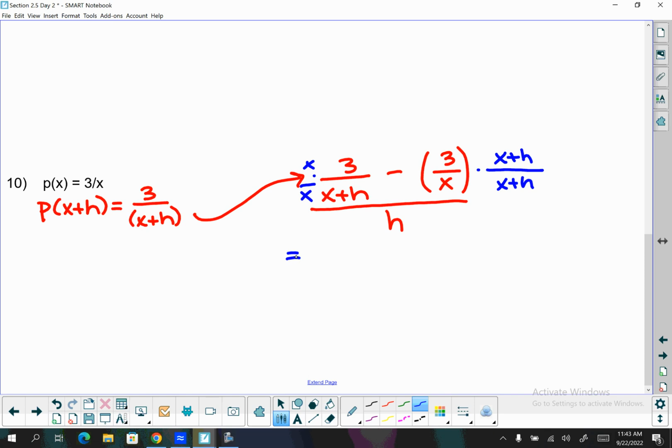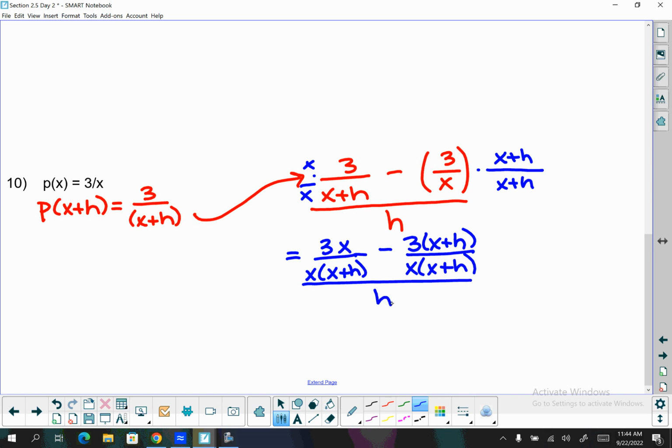And when you multiply fractions, we just multiply straight across. Numerators together, denominators together. So in the first one, I'm going to have 3x. In the denominator, I'm just going to leave it like this, x times x plus h. Okay. Minus 3 times x plus h, all over x plus h, all over h. So I've got a common denominator. Add them together, subtract them.